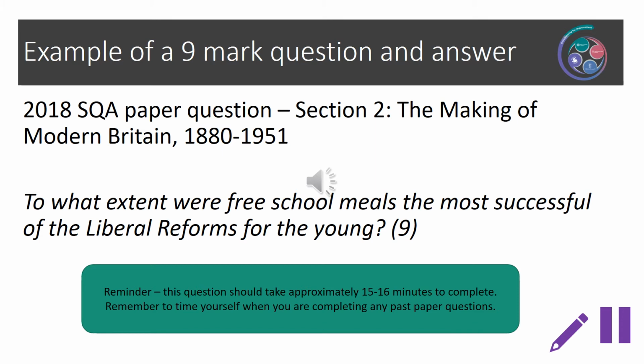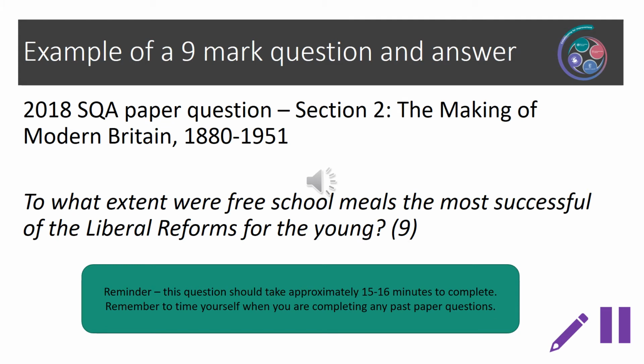So we're now going to look at an example of a 9-mark question and an exemplar answer. This question has been taken from the 2018 SQA past paper, and it's from section 2 and it's from the Making of Modern Britain context. The question itself: to what extent were free school meals the most successful of the liberal reforms for the young? If this is a section that you have already studied in your school, at this point you can pause the recording and you can attempt the question.